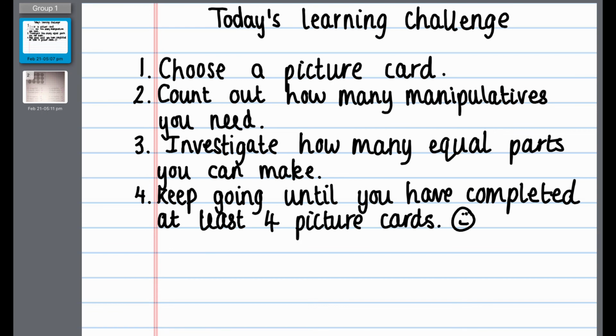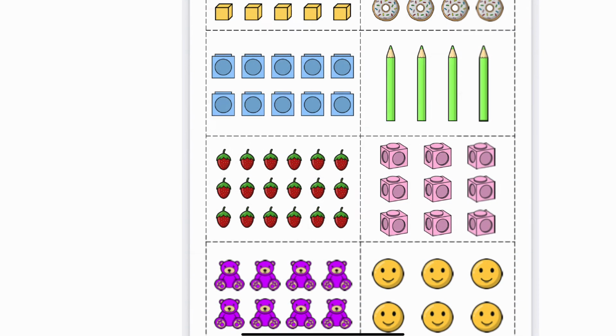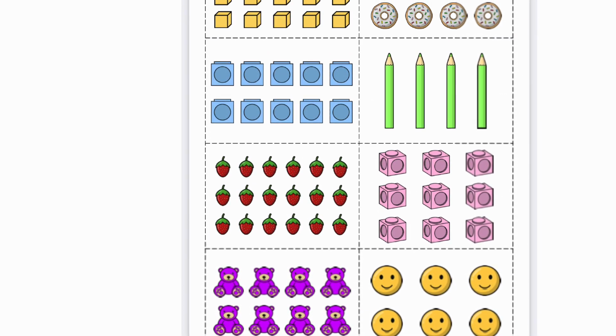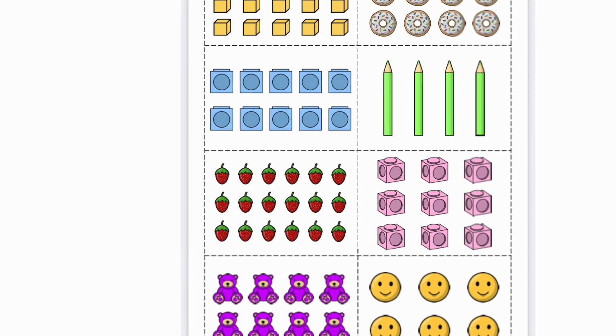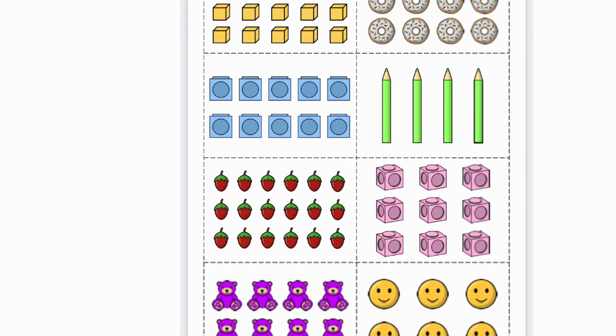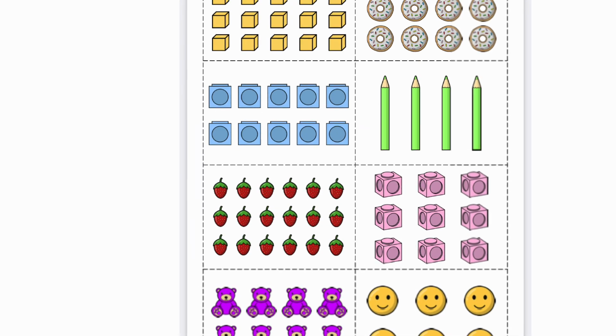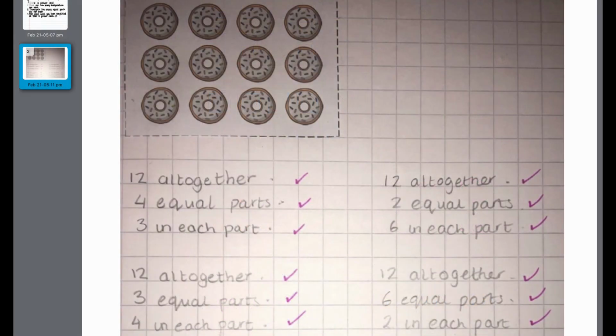Don't forget, you do not need to print the pictures out. Save your ink, please. Do use your manipulatives that you've been using today instead. See if you can do at least 4 of the picture cards. Don't forget that for some of the picture cards, there may well be more than 1 or 2 ways of sharing those objects into equal parts.